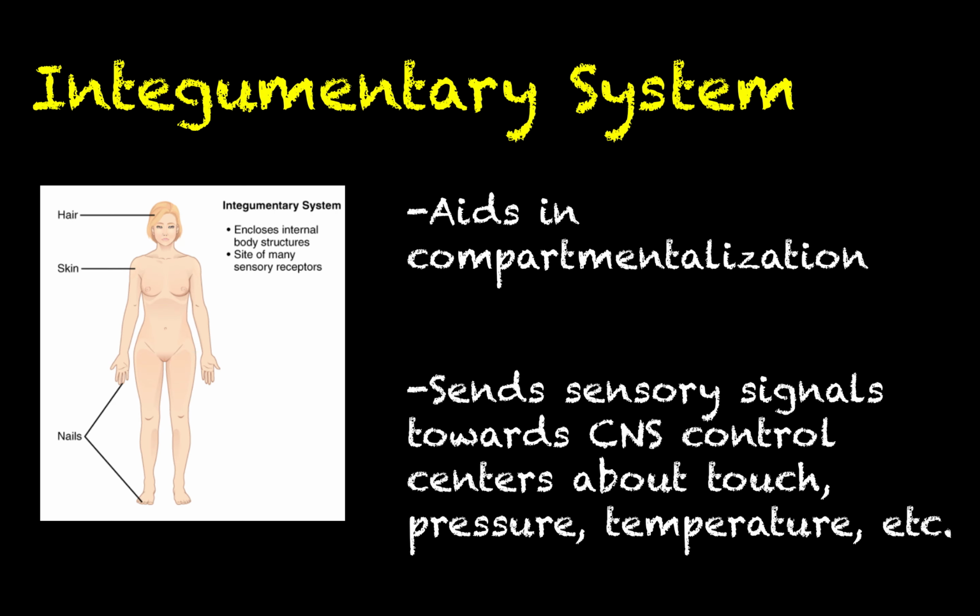So just to quickly go through these, just for general function purposes, the integumentary system obviously involves things like the hair and the skin. This actually aids in the compartmentalization that we talked about before. It separates materials in the body from materials outside the body. And the skin also functions to aid in cell-to-cell communication because embedded within the skin are sensory receptors and sensory neurons that direct messages from the skin pertaining to things like touch and temperature towards control centers in the body.